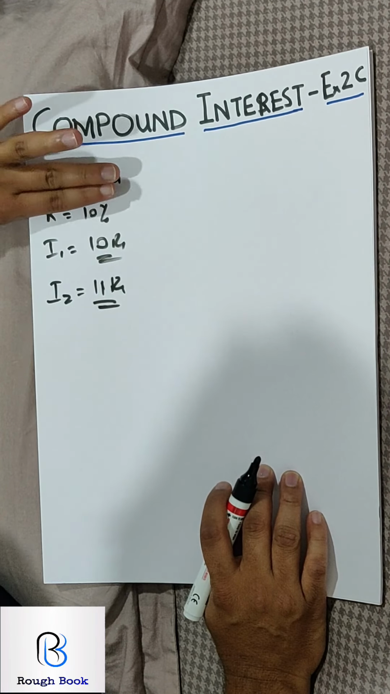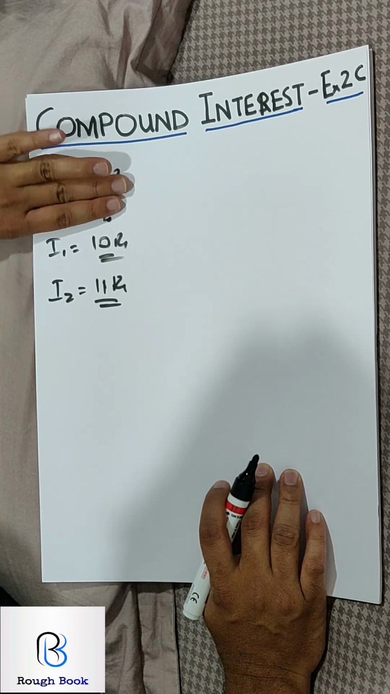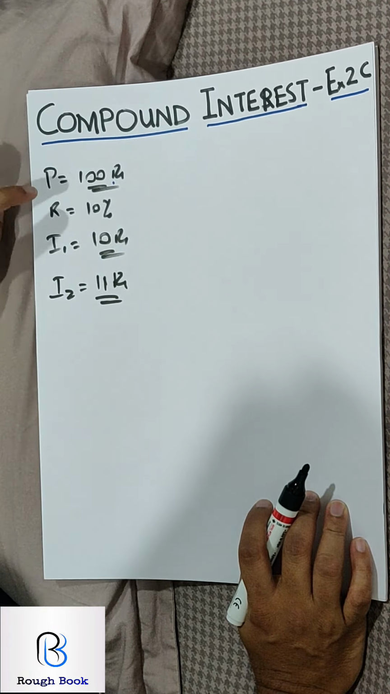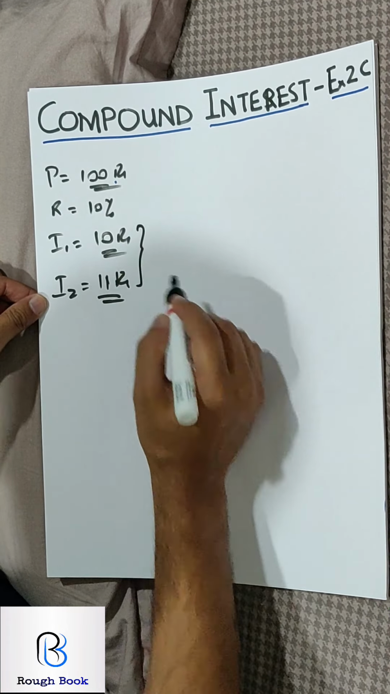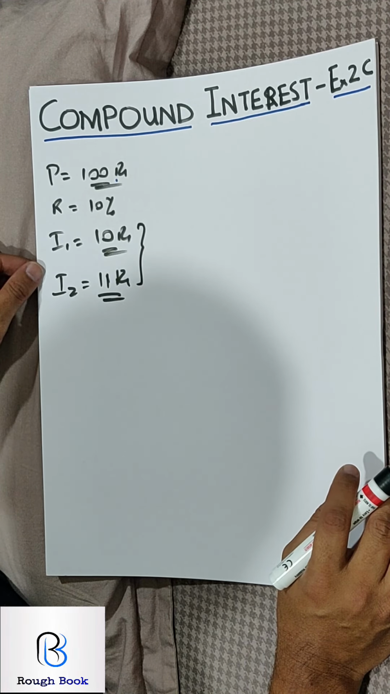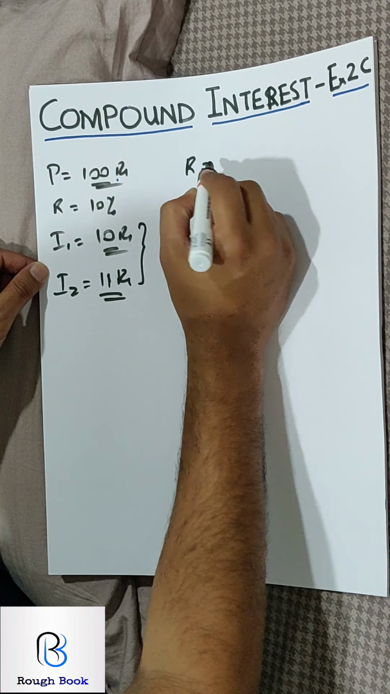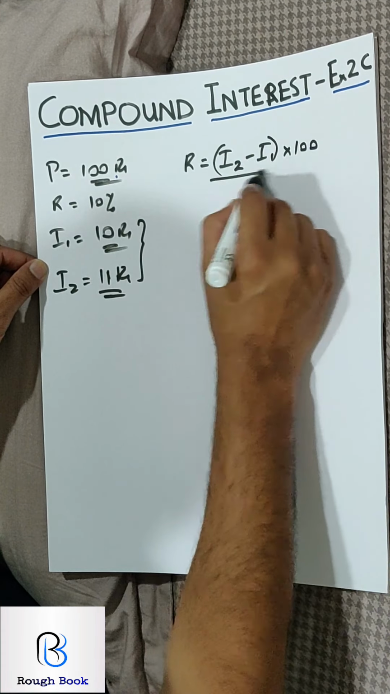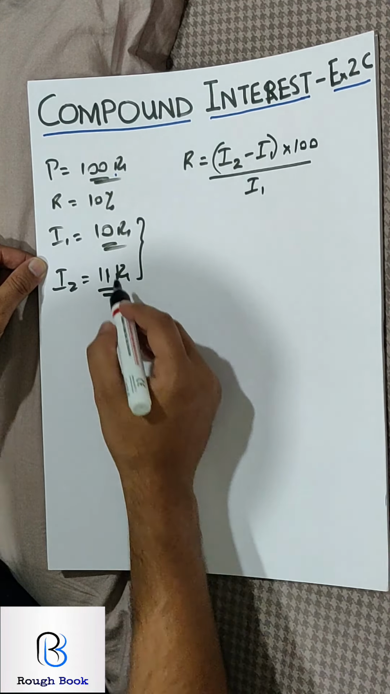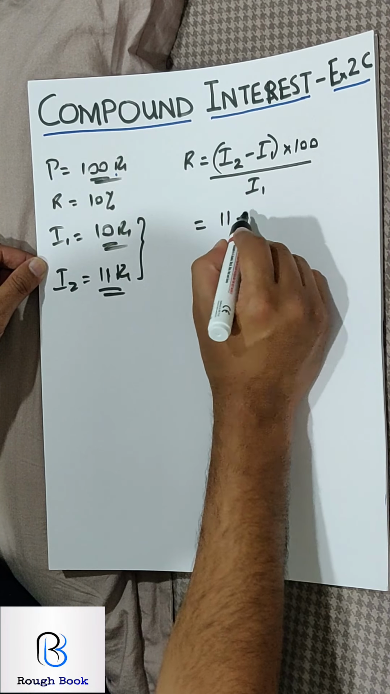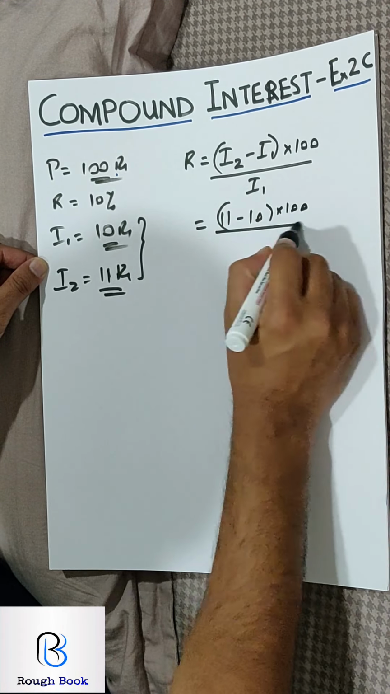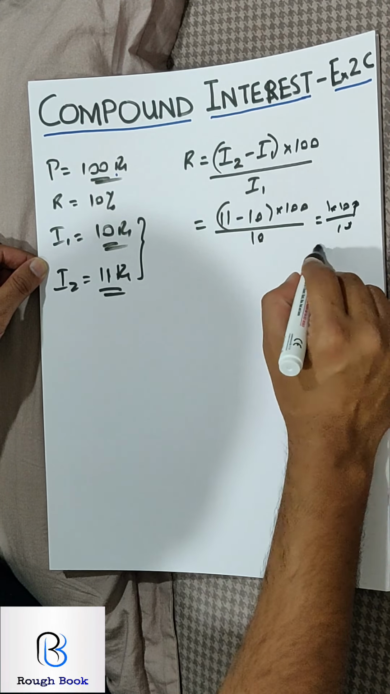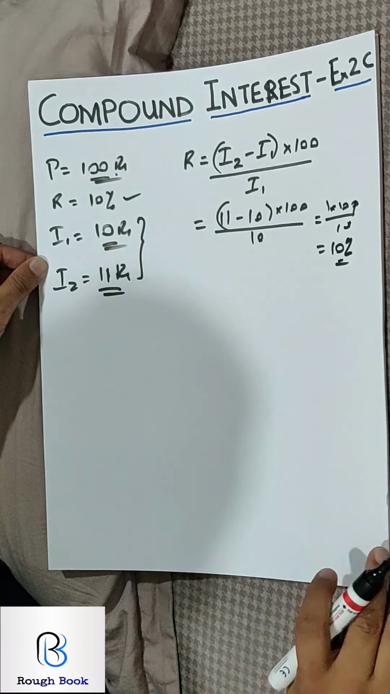So what they will do is, they will not give you the principal, they will not give you the rate either, they will give you only I1 and I2, and they will ask you to calculate the rate and principal. So using these two, how are you going to calculate the rate and the principal? The rate formula that we have generated is I2 minus I1 into 100 divided by I1, which is 1 into 100 by 10. When I cancel, I get the rate as 10% automatically.